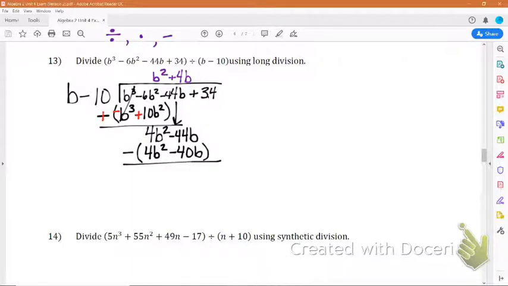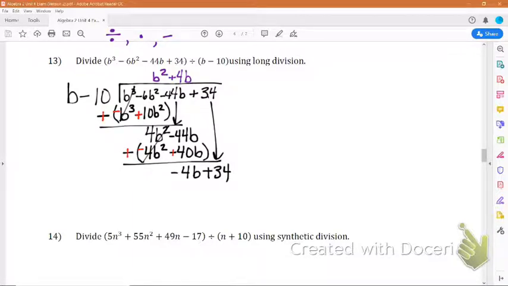Don't forget, we're getting ready to subtract. If I subtract, I don't want to forget something, so I'm going to distribute that negative to both terms on the inside. So I have a negative 4b squared and a positive 40b. Then I combine my like terms. Negative 4b squared plus 4b squared cancels. Negative 44b plus 40b is negative 4b. Bring down your plus 34, and we're going to repeat.